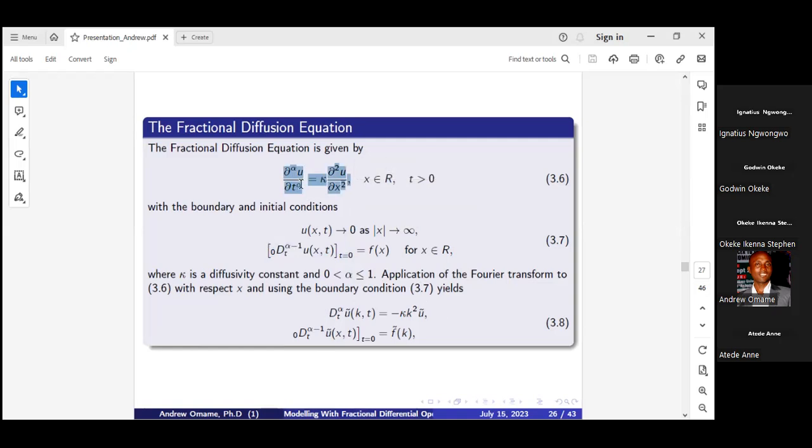So now, for this problem, we are going to apply a double transform. You can actually use the Laplace transform first, then the Fourier transform, or you use the Fourier transform, then you apply the Laplace transform. But now I'm applying the Fourier transform.